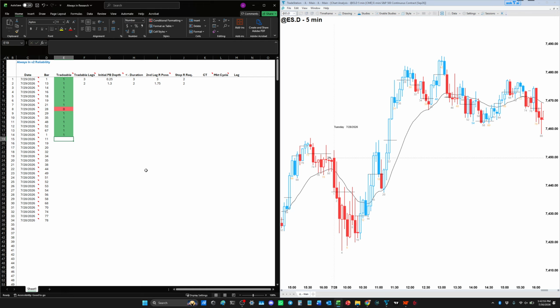Number 11. Okay, this was definitely tradable. How many tradable legs were there? Well, to me, here's 1, 2, maybe 3 until we got a deep pullback. So I would say 3, even 4, 5. I'd say so. This was a good one. 5.